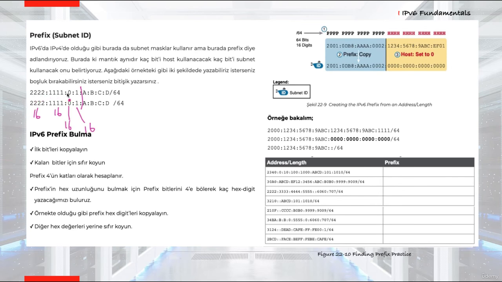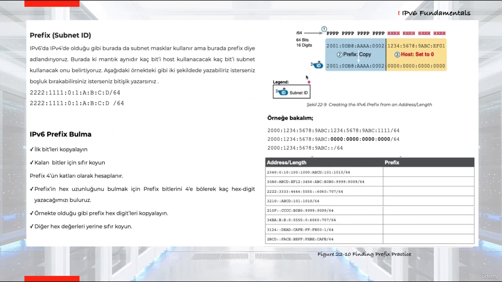2222, 2 colons, 1111, 2 colons, 0, 2 colons, the zeros in this block are written short, the 1 in this block also has zeros in front of it, the long spelling is 0001. This is how it is written in the subnet ID of this address, 2222, 2 colons, 1111, 2 colons, 0, 2 colons, 1, twice 2 colons, /64.